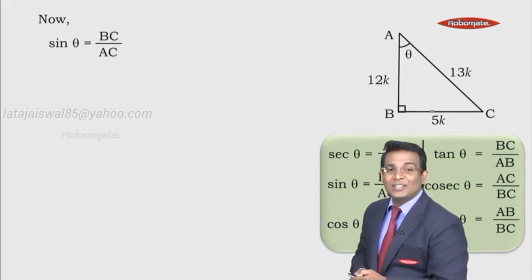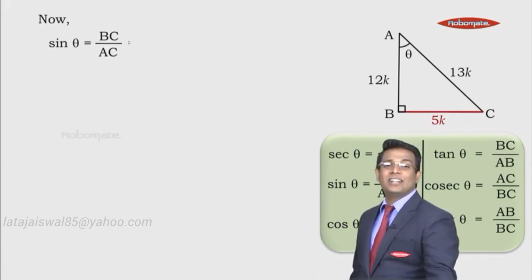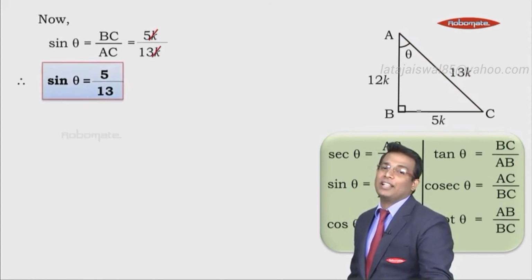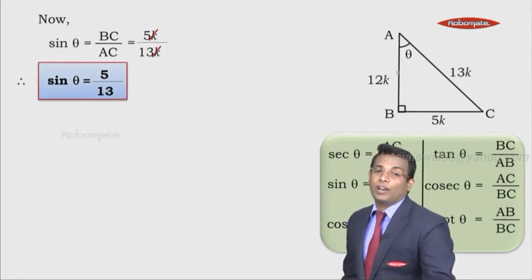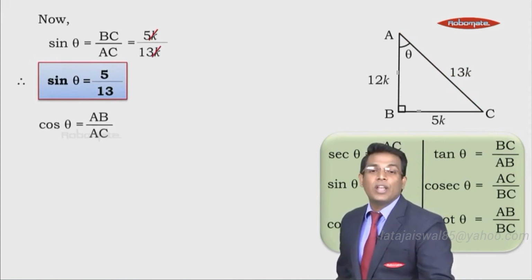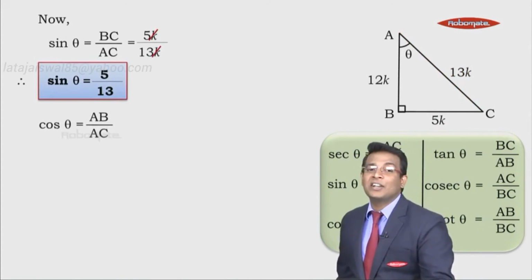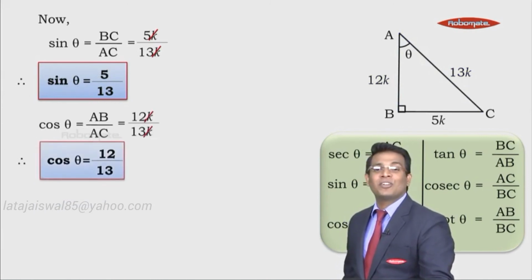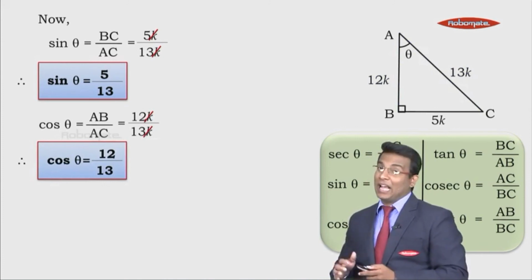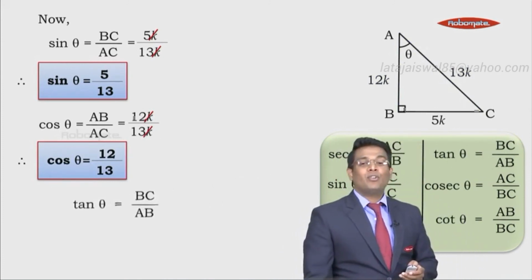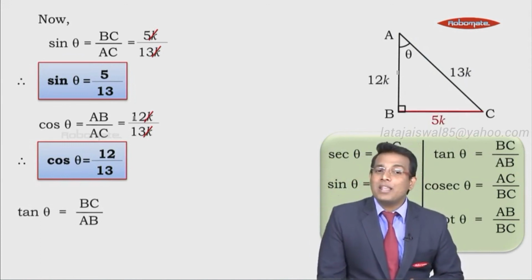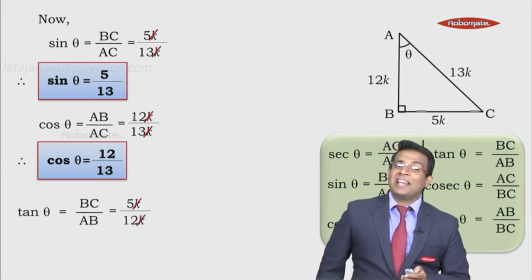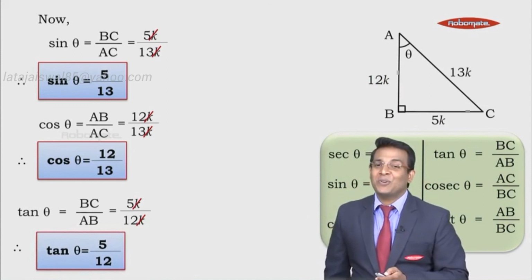So now we'll write sine theta is equal to BC upon AC. That means it is 5K upon 13K. K and K get cancelled, so we got the value of sine theta as 5 by 13. Let's find the next one now, cos theta. So cos theta is equal to AB upon AC. That means it is 12K upon 13K, and K and K get cancelled. We got the value of cos theta to be 12 by 13. Now the next one, we take the value of tan theta, which is BC upon AB. Substitute the value of BC, which is 5K, and the value of AB, which is 12K. K and K get cancelled. We get the value of tan theta is equal to 5 by 12.